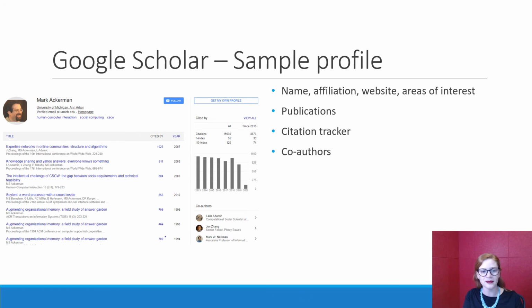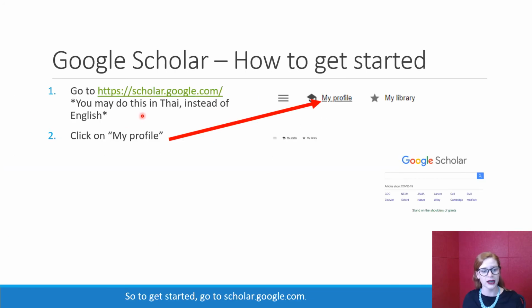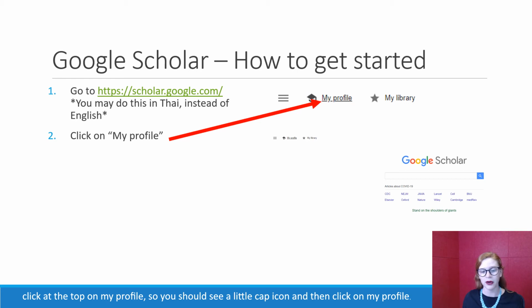So to get started, go to scholar.google.com. And you might have an option to do this in Thai instead of English. Feel free to do this in Thai if that is more convenient or easier for you. But when you get to scholar.google.com, click at the top on My Profile. So you should see a little cap icon and then click on My Profile.